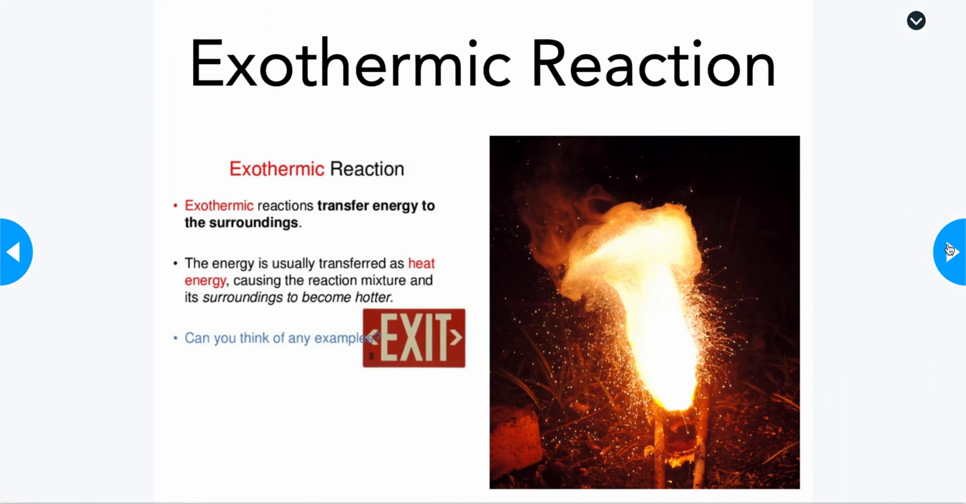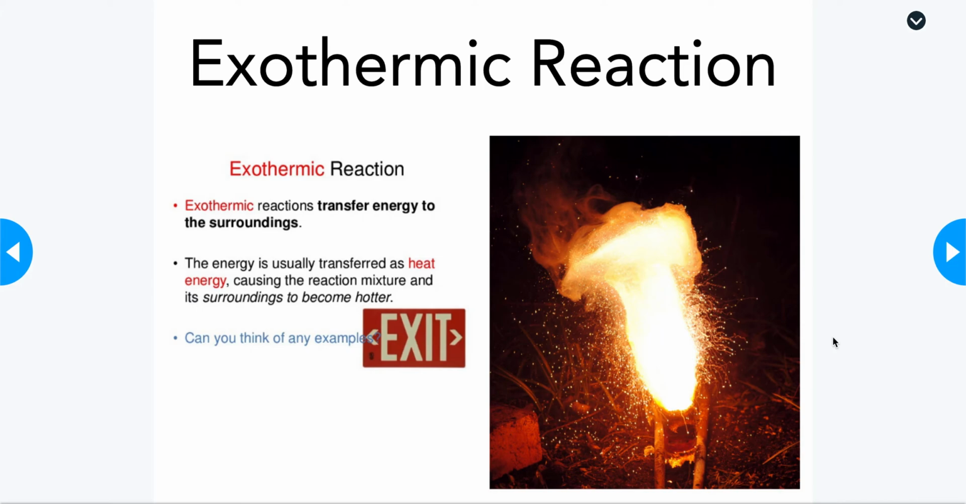All right, an exothermic reaction. This is going to be where energy transfers to the surroundings, and this energy is transferred as heat energy, and that causes the reaction mixture and its surroundings to become hotter. So in an exothermic reaction, energy exits. We learned that once again with our phase changes. A really common example of an exothermic reaction is going to be something burning.